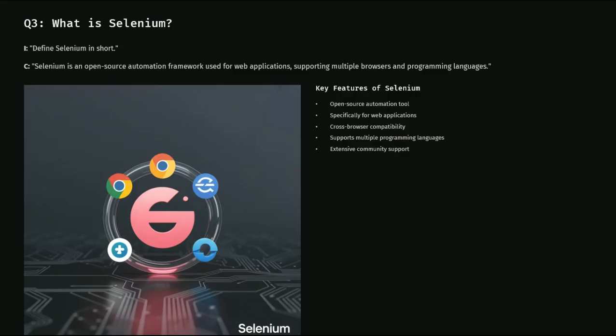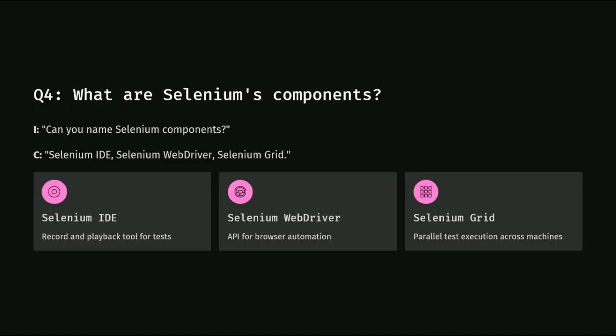Third question. Define Selenium in short, or what is Selenium? Candidate: Selenium is an open source automation framework used for web applications, supporting multiple browsers and programming languages. The main key features of Selenium: open source automation tool, specifically for web applications, cross-browser compatibility, supports multiple programming languages, and extensive community support.